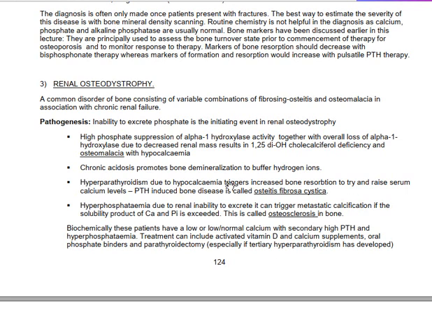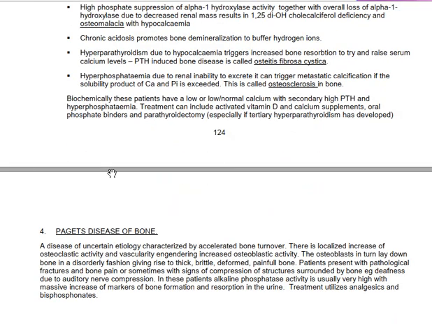So now, what is the biochemical picture? Biochemically, this patient has a low normal calcium with secondary high parathormone and hyperphosphatemia. Is it clear? So you have to treat the patient.